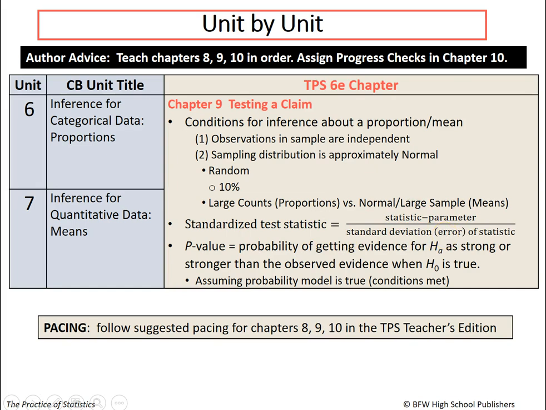We like the parenthetical because it really is the standard deviation of the statistic as calculated if the null value is true in some cases. So we hedge our bets with the parenthetical. As with the confidence level, you should point out to students that the p-value is the probability of getting evidence for HA as strong or stronger than the observed evidence when H0 is true and the conditions are met. So that means that the probability model that underlies it is true as well.